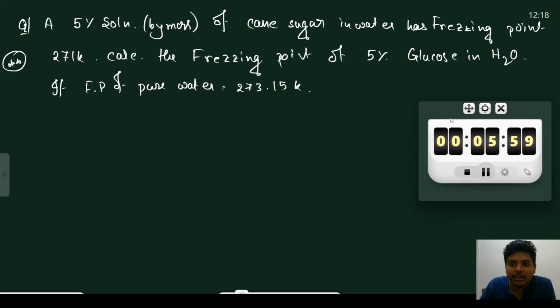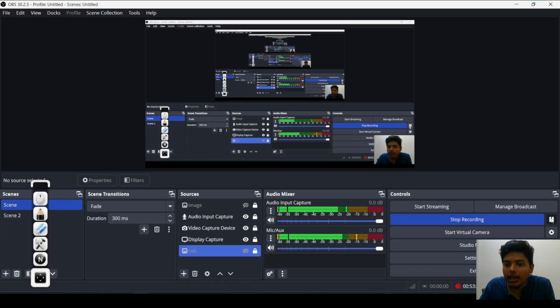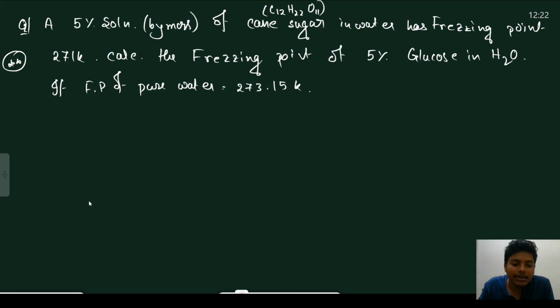Read the question at least 3 to 4 times. So what is given here? First of all, we have to find out the delta Tf. What is the delta Tf given? 273.15 minus 271; forget about 0.15, so 2 Kelvin. Clear or not? Now, what is the molality of the cane sugar solution?